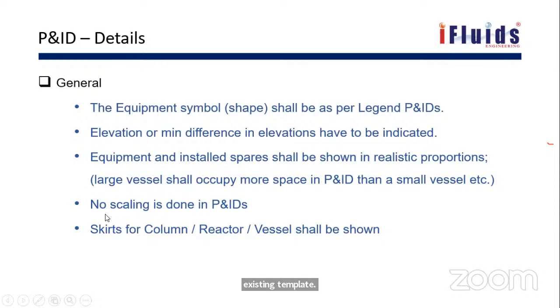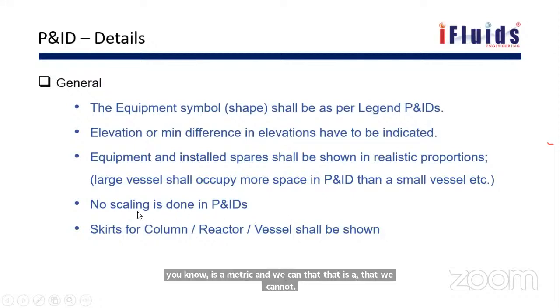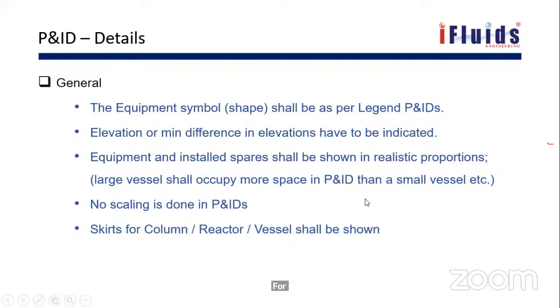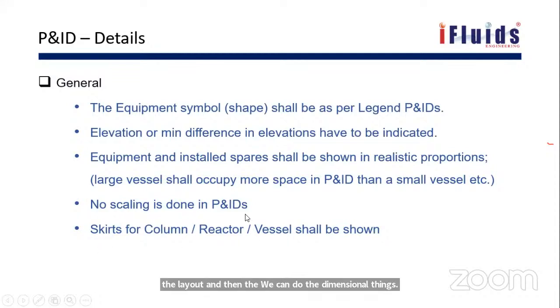And the P&ID, we cannot scale it. It is not an execution drawing. It is a pictorial drawing. So we cannot scale it. If the exchanger looks small, we should not assume it is very small. We should not consider the P&ID as a dimensional drawing. The isometric is a dimensional drawing, which we cannot say for the P&ID. The layout and the isometric are scaled, and we can use the dimensional things there. The P&ID is only a pictorial representation.